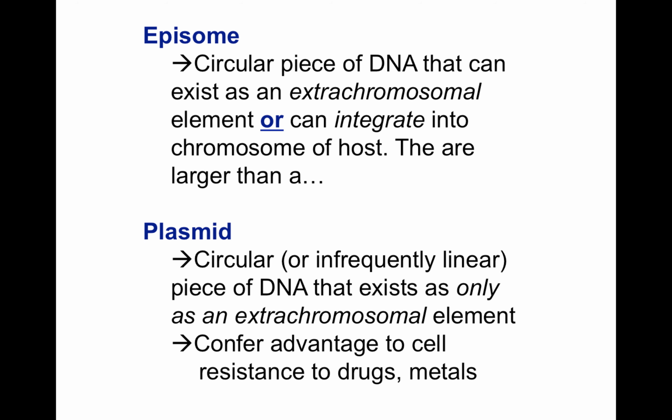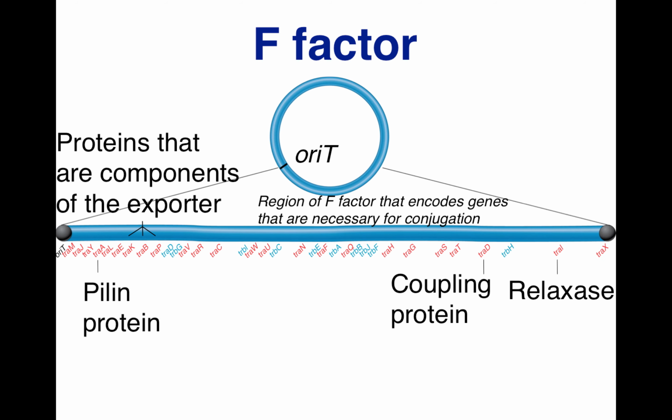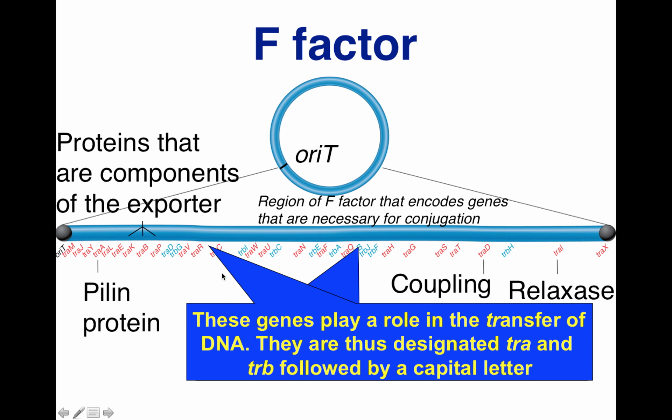Okay, we're going to pay attention to the episomes first. F factors are episomes, and they have a lot of genes encoded in this circular piece of DNA. Specifically, they have a lot of genes that play a role in the transfer of the DNA. They're called Tra-A and Tra-B genes, followed by a capital letter. All these genes encode proteins that are necessary for the transfer of the genetic material, this F factor, from one cell to another.